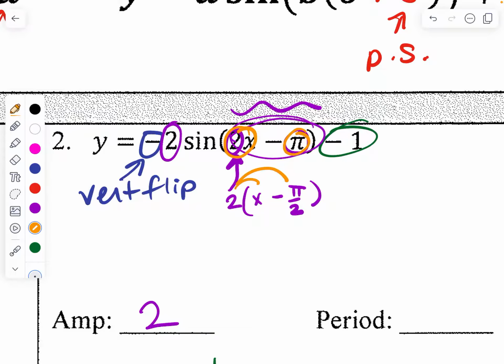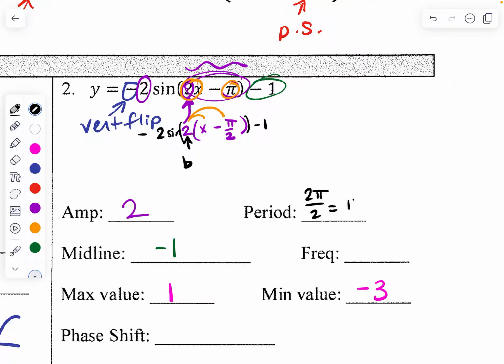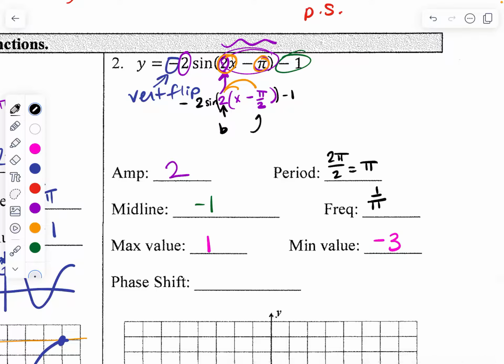So this is our b value, which means the period is 2 pi over b, which is just pi, so our frequency is 1 over pi. And the phase shift here, we know that's a minus, so that's actually going to go to the right by pi over 2, which is that C value. All right, let's make some guides for ourselves. So I know my midline's at -1.